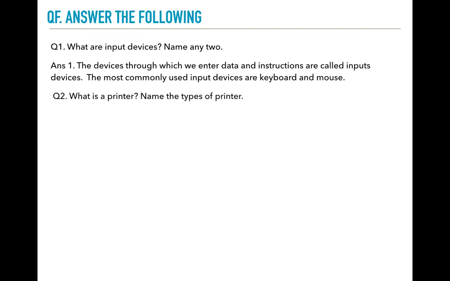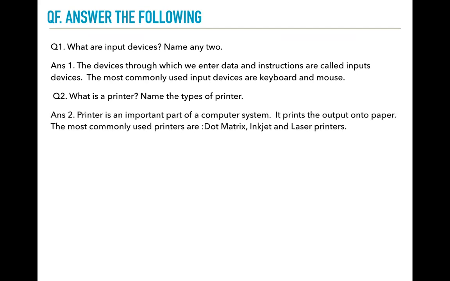Second question, what is a printer and name the types of printer? Printer is an important part of a computer system, right? It prints the output onto the paper. The commonly used printers are dot matrix, inkjet, and laser. These are the three printers mostly we use.